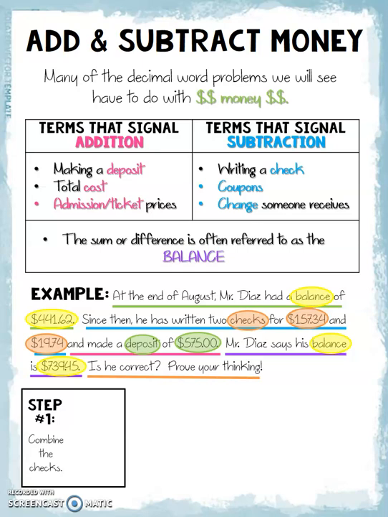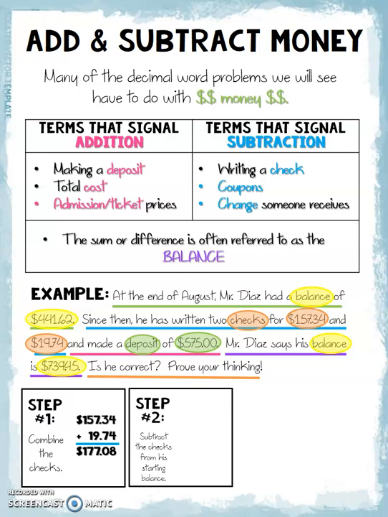So combining the checks means I'm going to add together $157.34 and $19.74. That means altogether, both of the checks Mr. Diaz wrote were going to cost him $177.08. Now, in the second step, I'm going to subtract this amount from the starting balance.